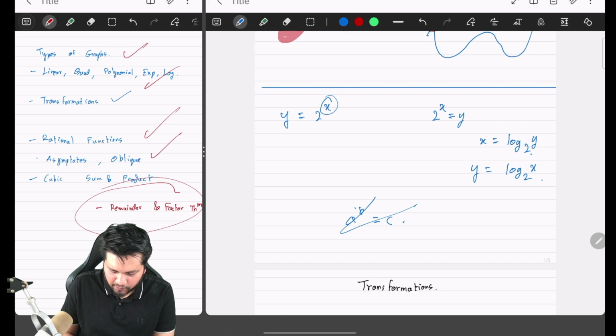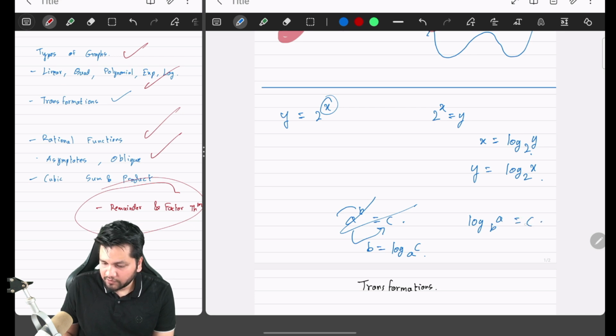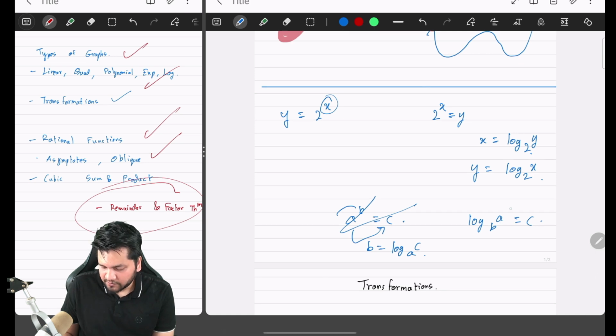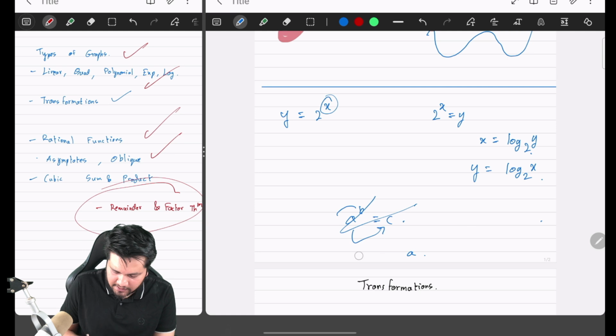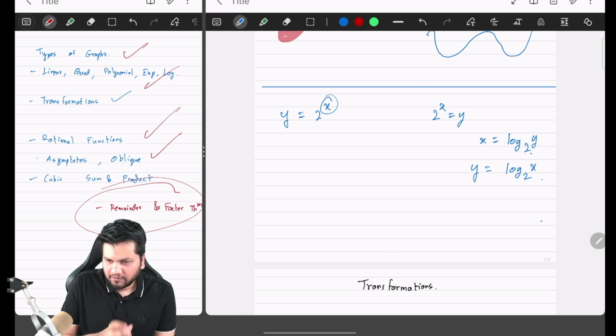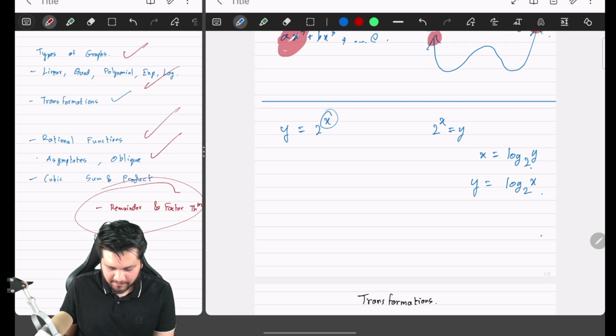So I'll just move this b down, a this side, so I'll get b is equal to log c to the base a. On the other hand, if I have log a to the base b is equal to c, and I want to convert this into exponent form, again I'll use the tick mark rule, so I'll get a is equal to b to the power of c. So these are nothing but just a tick mark rule for logs.